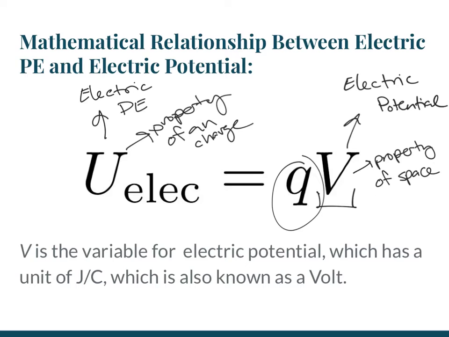And electric potential, which is the V here, has the unit of joules per coulomb, which is also known as a volt, and we'll see how that relates to voltage here in a second.